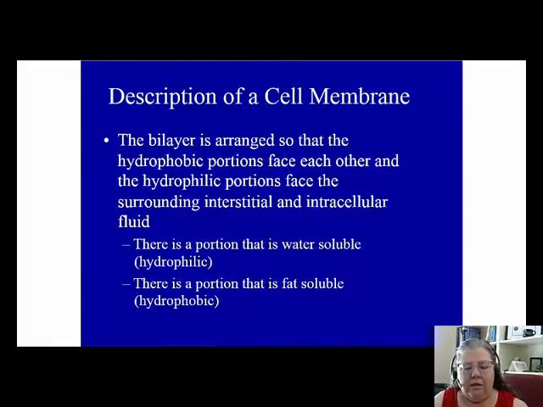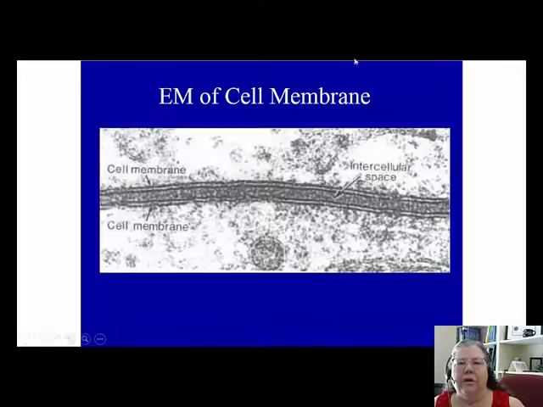Okay. Those phospholipids have a hydrophobic end that rejects water and a hydrophilic end that will interact with water. And the reason that this is a bilayer is that those hydrophobic ends end up pointing in, facing each other, and the hydrophilic portions face out to interact with both the interstitial fluid and the intracellular fluid. And here we have an electron micrograph of actually two cell membranes.